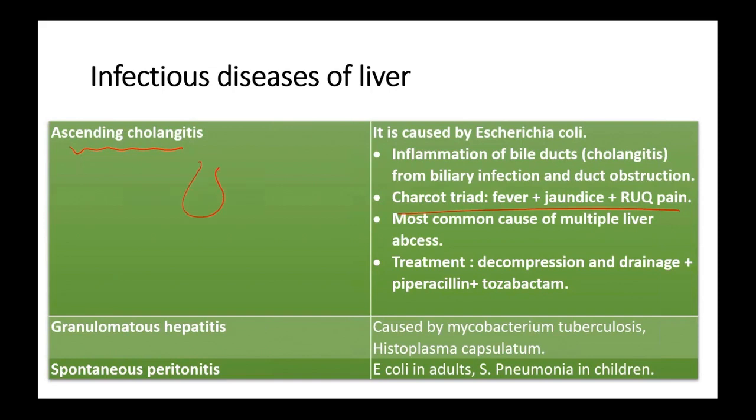So we have gallbladder, you have liver, then common bile duct. So let's say there is a stone, there is a tumor in this area that will result in stasis. So this stasis will cause the bile to accumulate here, and the bacteria can attack and can cause infection, which will result in fever, jaundice, and right upper quadrant pain.